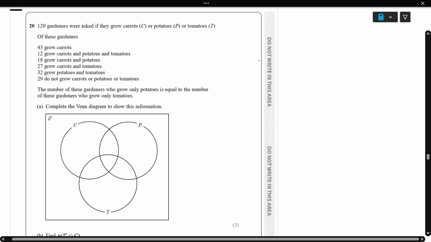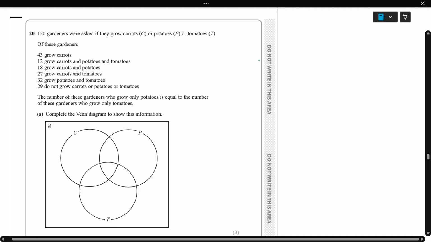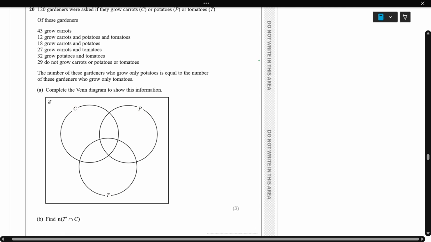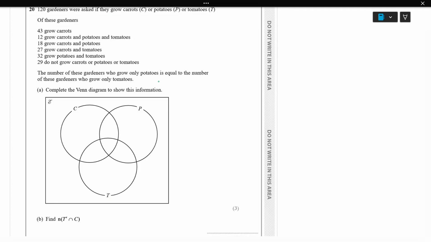Next, 120 gardeners were asked to grow carrots or potatoes or tomatoes. We need the number of gardeners who grow only potatoes to equal the number who grow only tomatoes, so these two are equal. Complete the Venn diagram, that's the question. All carrots is equal to 43. 12 grow carrots and potatoes and tomatoes, so all common is 12 here.